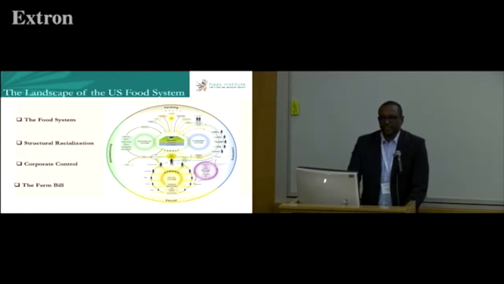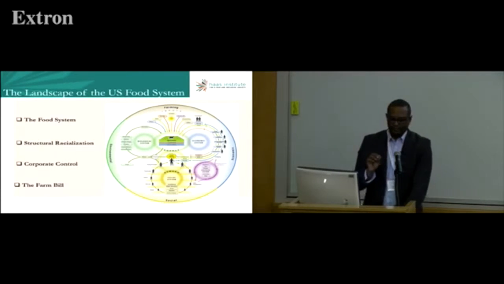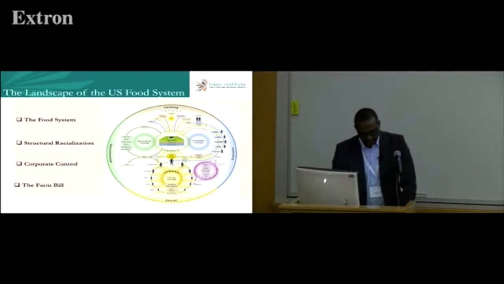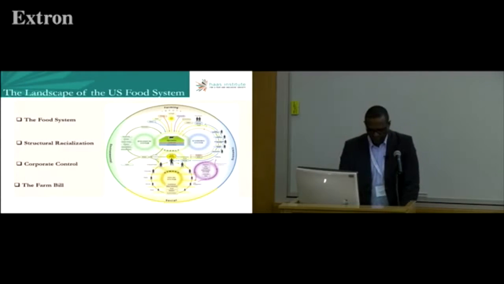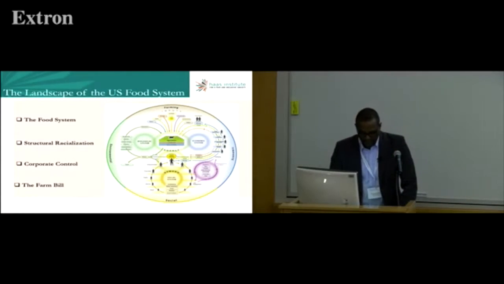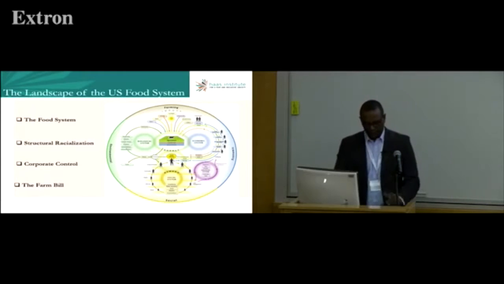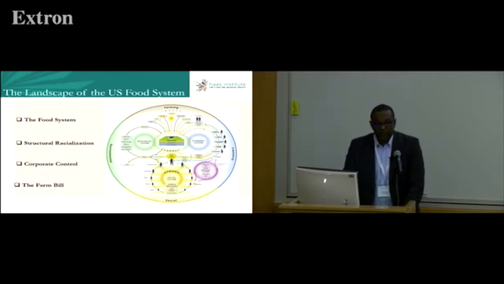What is structural racialization? Structural racialization does not refer to individual racism. Let's be clear about that. It refers to a set of practices, cultural norms, and institutional arrangements that are reflective of and help to create and maintain racialized outcomes in society, with racialized outcomes reinforcing group-based advantages and disadvantages. So it's not an act of individuals, it's rather an act of institutions. What is corporate control, and why include it in this talk?